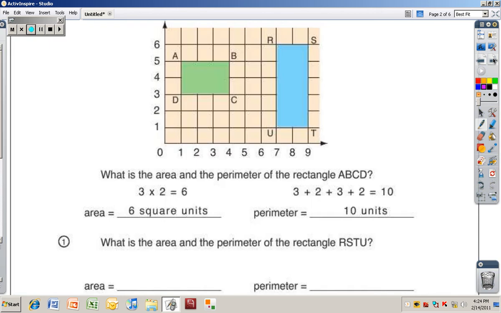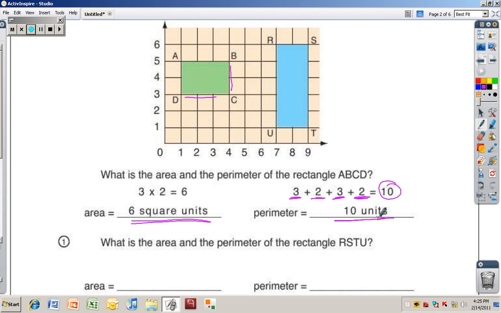Now we're going to try to find the area and the perimeter on these shapes. So it says, what is the area and perimeter of rectangle ABCD? And they show you how to do that. If you know that one side is 3 and the other side is 2, 3 times 2 is 6. 6 square units is the area of that rectangle. How about the perimeter? Well, if one side's 3 and the other one's 2, add all 4 sides together and get 10 units.